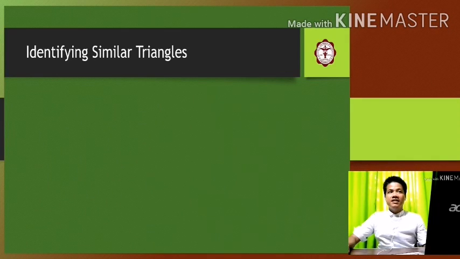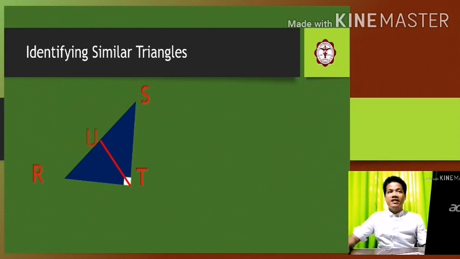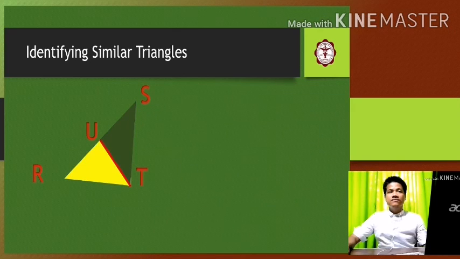Another example is triangle RTS with the altitude TU divides the triangle into two similar triangles, the triangle TUS, or STU, and triangle RTU. We can say that the triangle TSU is similar to the triangle RTU, the other triangle, and similar to RST, which is the original triangle.